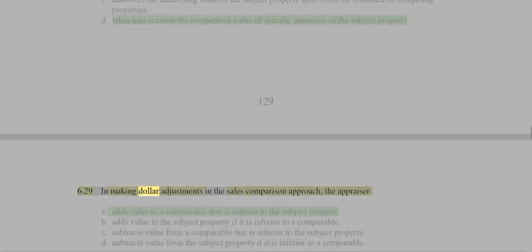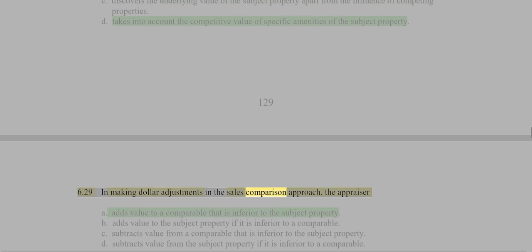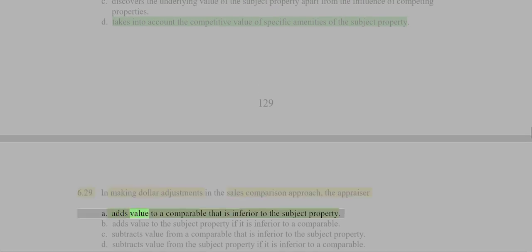6.29 In making dollar adjustments in the sales comparison approach, the appraiser A. Adds value to a comparable that is inferior to the subject property. B. Adds value to the subject property if it is inferior to a comparable. C. Subtracts value from a comparable that is inferior to the subject property. D. Subtracts value from the subject property if it is inferior to a comparable.